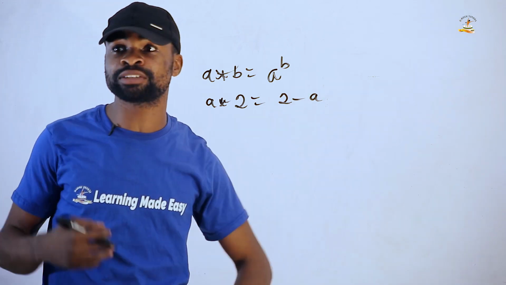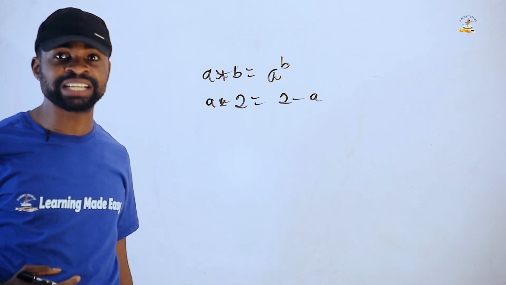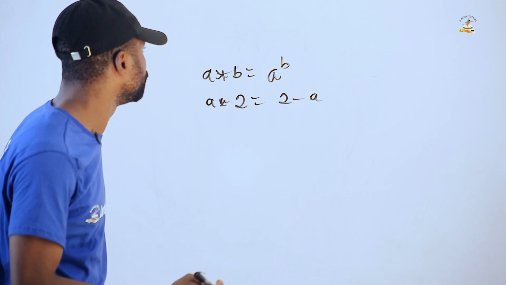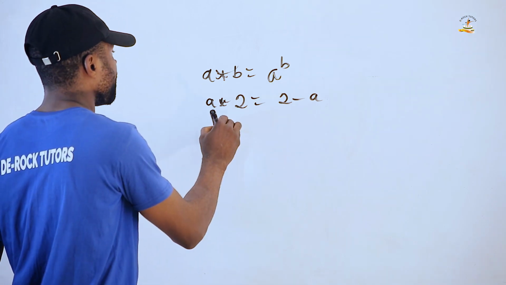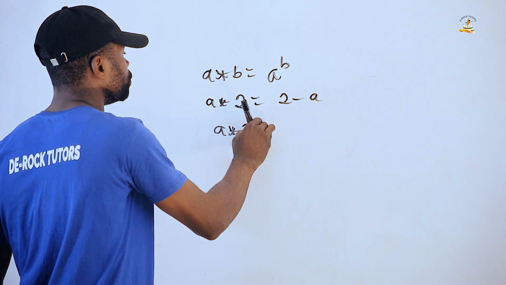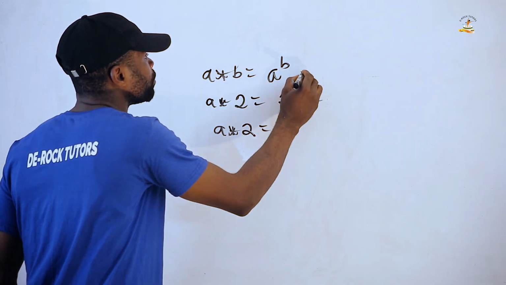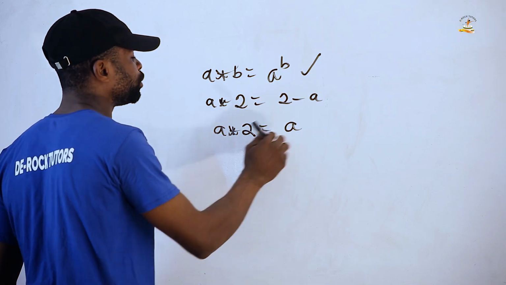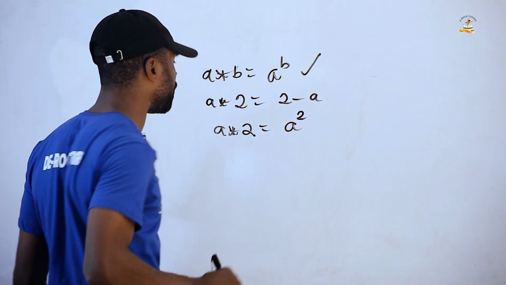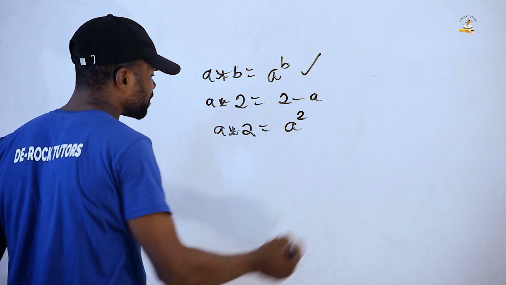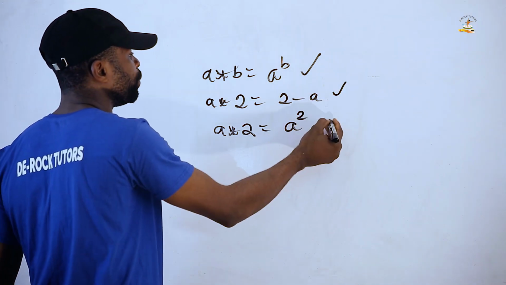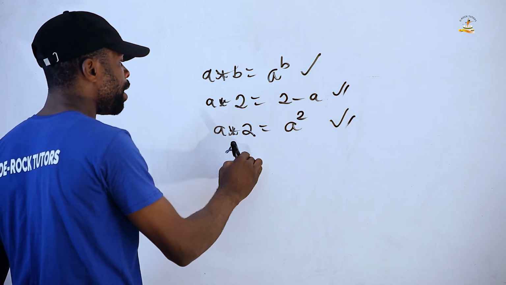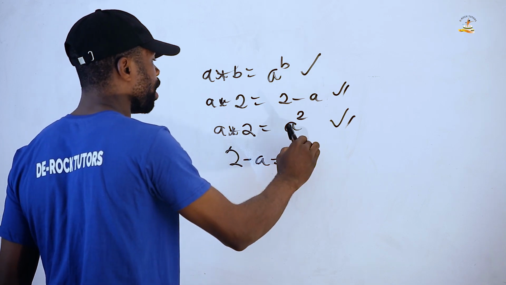Since the question is talking about positive values of A, it implies that you are most likely to result into a quadratic equation. So here, you have A * 2 defined on the general operation, which is A raised to power B. Therefore, A * 2 will give us A raised to power 2. We equate the right hand side of these two equations. Then we have 2 minus A equal to A squared.